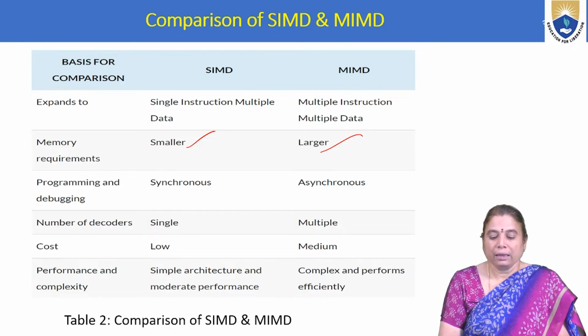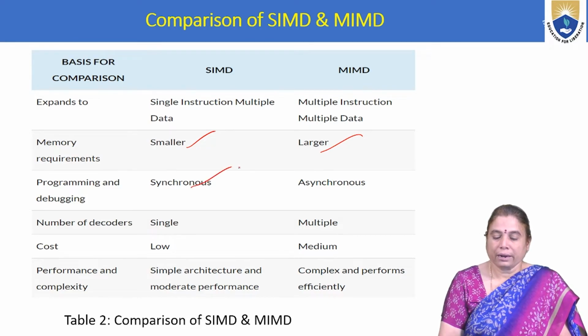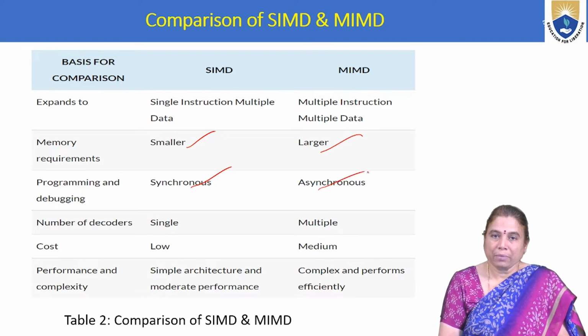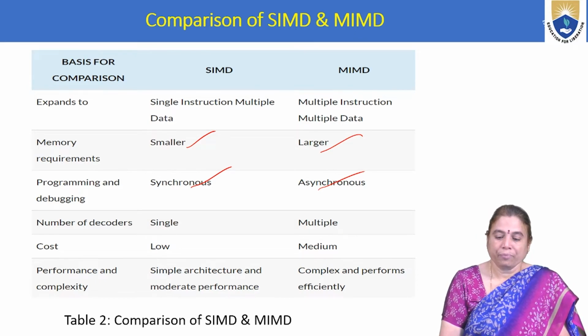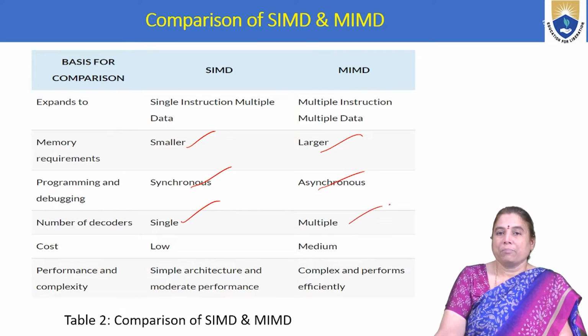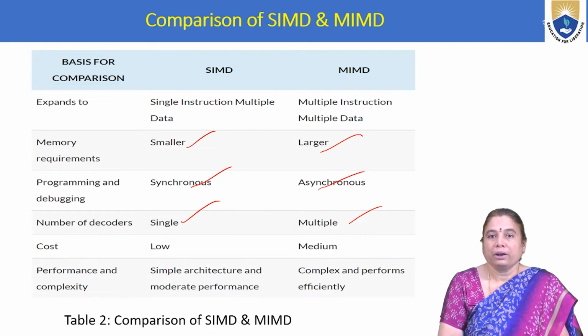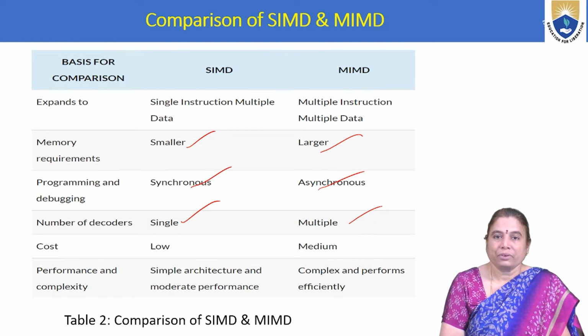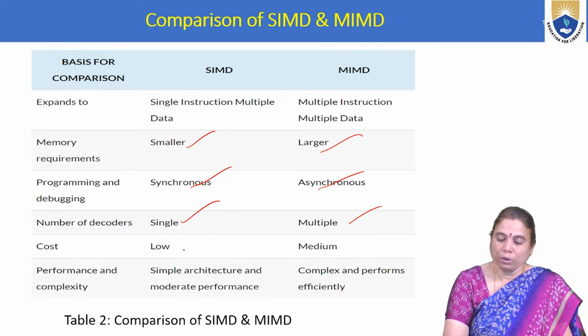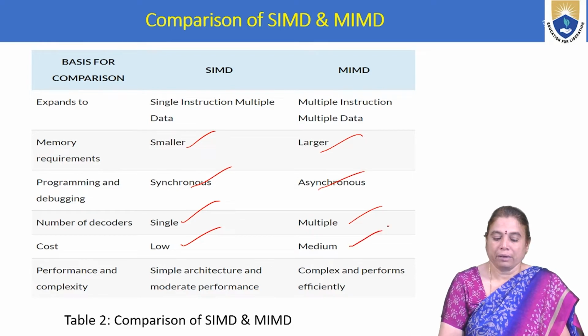Programming and debugging can be done synchronously in SIMD, but in MIMD architecture, the debugging and programming can be executed asynchronously. Next one is number of decoders. Here SIMD has a single decoder, but MIMD has multiple. In the MIMD, multiple decoders can be employed in order to decode the multiple instructions. The cost of SIMD is low, but MIMD is medium.